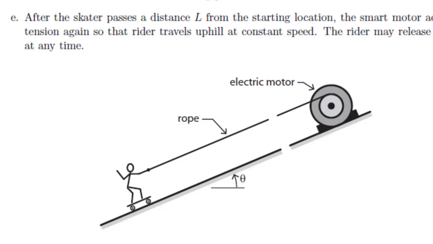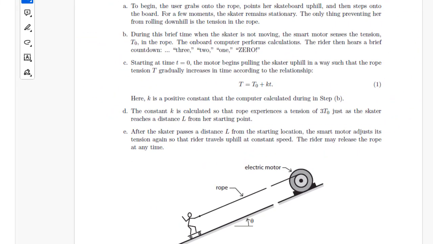All right, you're an engineer. Your task is to design this system which tows skateboarders up a steep paved hill. We have this electric motor that has computational intelligence embedded in it, and it pulls this rope and the skater up a hill, right? So the way it works is as follows.